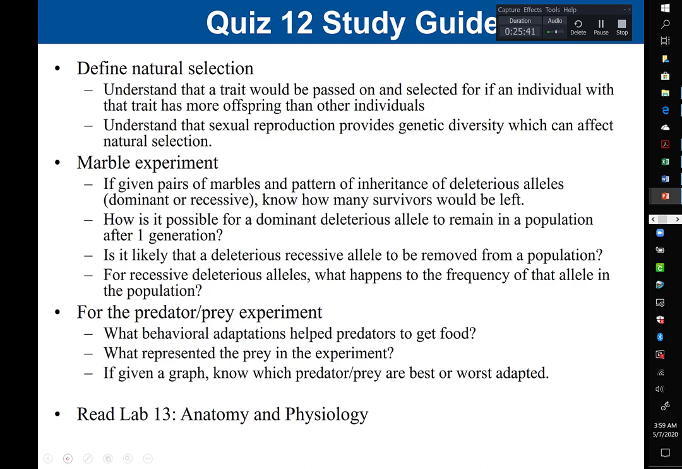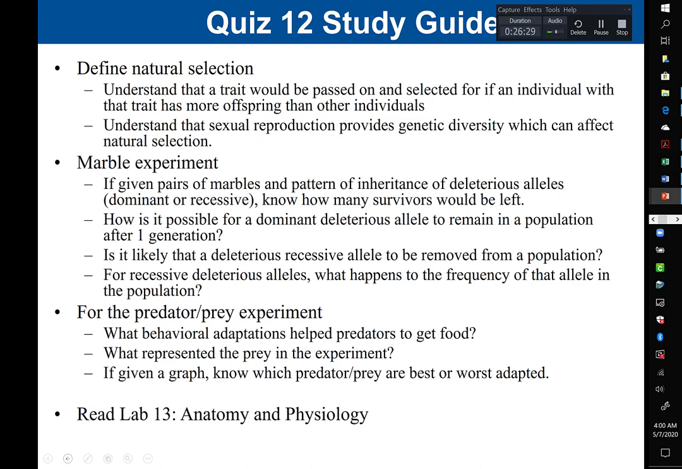In your marble experiment, if you're given pairs of marbles and told the pattern of inheritance of deleterious alleles, meaning told whether it was dominant deleterious or recessive deleterious, you should know and understand how many survivors would be left, right? So if it was a recessive deleterious allele, then only the white whites would be killed off. If you're talking about a dominant deleterious allele, homozygous dominant and heterozygous would both die. So if I gave a certain number of pairs of marbles, you should be able to tell me, if I told you its pattern of inheritance, how many survivors would be left.